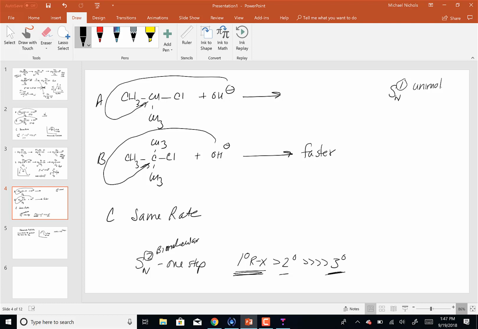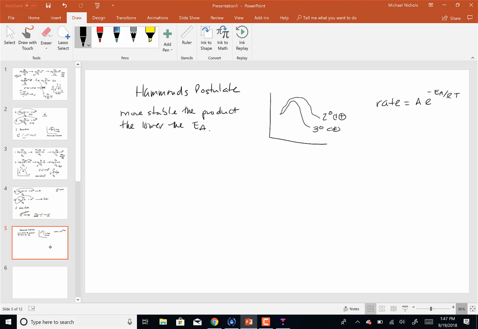So Hammond's postulate basically just says if we make the products more stable, whether those products are true products or whether they're intermediates, they're going to lower the activation energy and the reaction's going to go faster. But Hammond didn't say anything about a faster reaction. Because in order to do this, you'd have to say Hammond's postulate says lower the energy of the product, lower the activation energy. Arrhenius equation says lower activation energy, faster reaction.